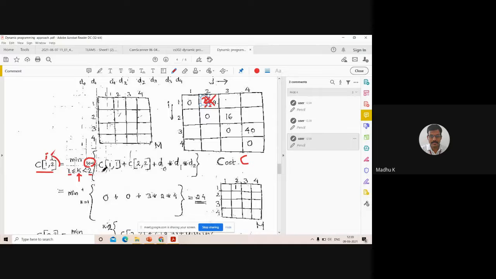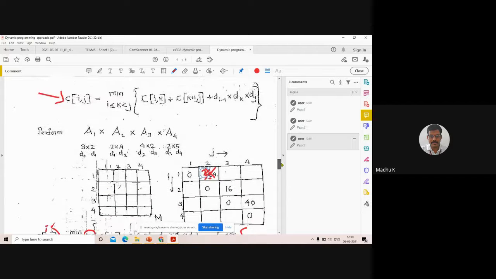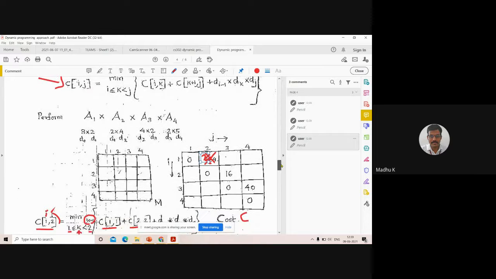Then the equation becomes C of 1 1 plus C of 2 2. This is the general equation. We are just substituting the values of i and k in this equation. You can note here, in this equation I am assigning values just to understand the procedure.